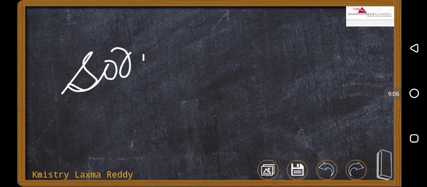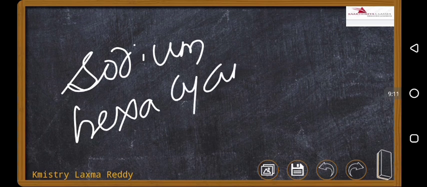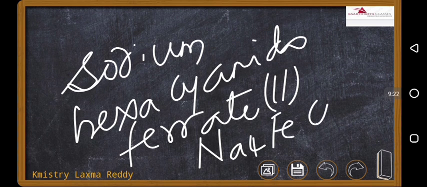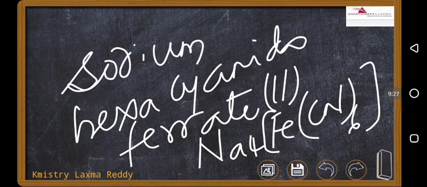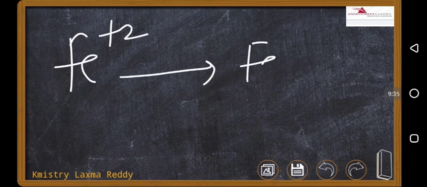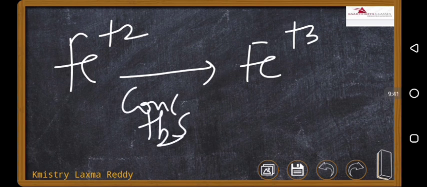Sodium hexacyanidoferrate(II). This is the name for the compound Na4Fe(CN)6. You learn this in class 12 complex compounds. After formation of this compound, some Fe2+ is oxidized to Fe3+ by concentrated sulfuric acid. Concentrated sulfuric acid's job there is to convert some part of Fe2+ into Fe3+.